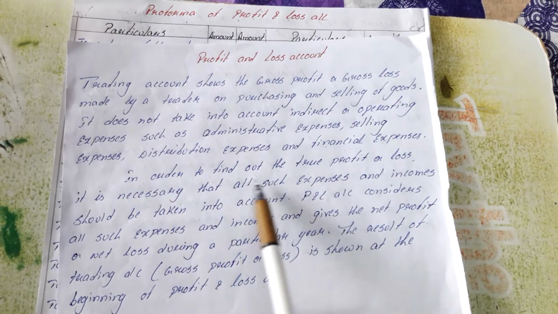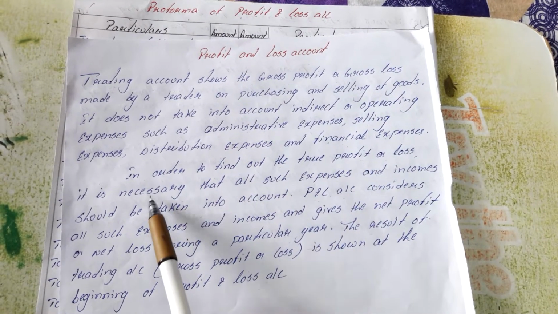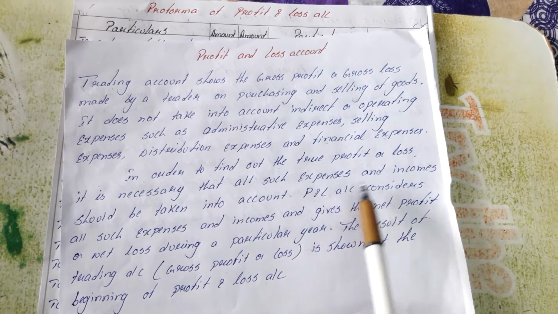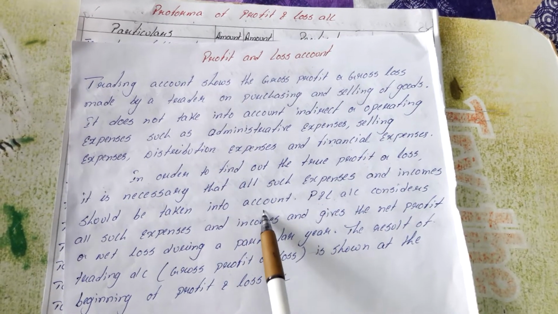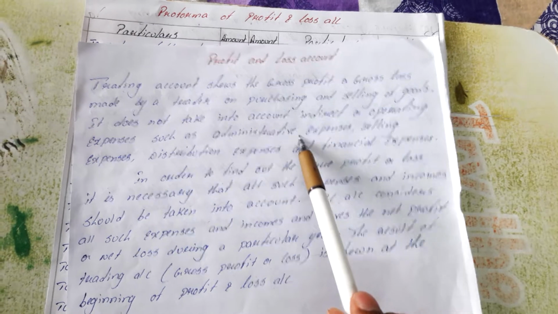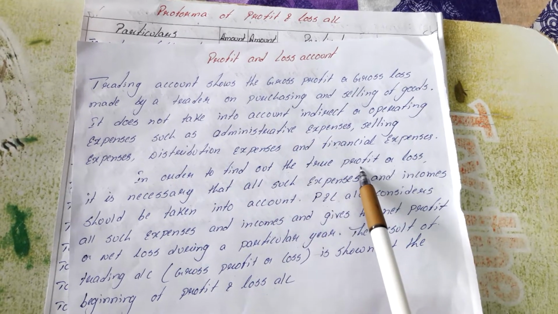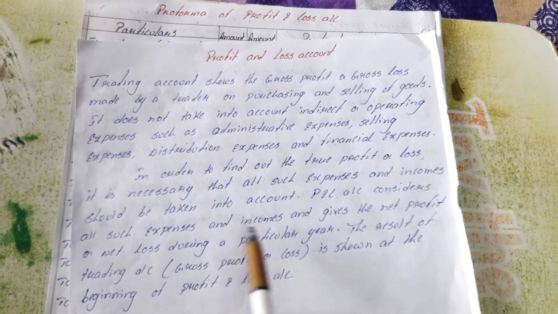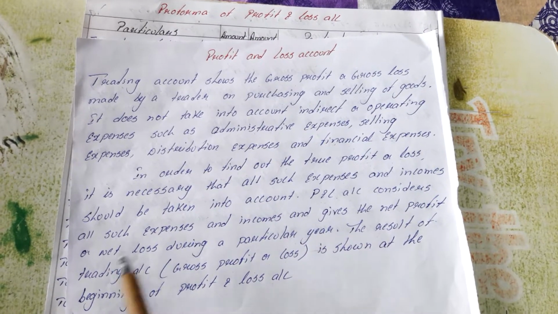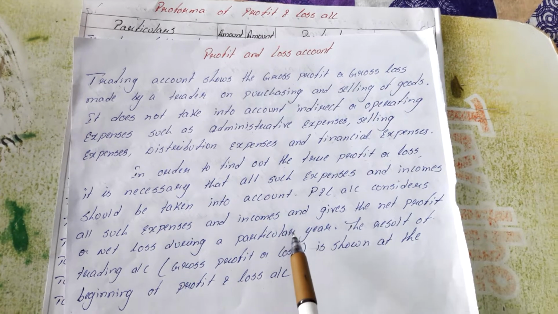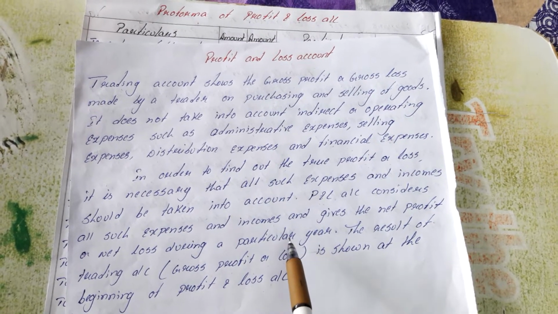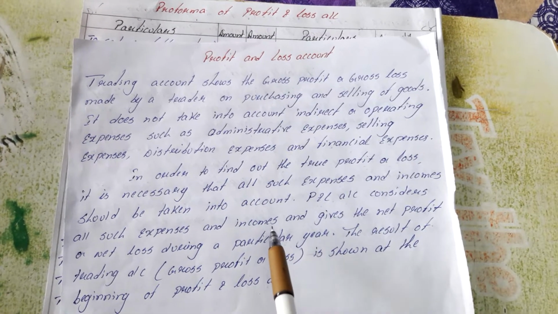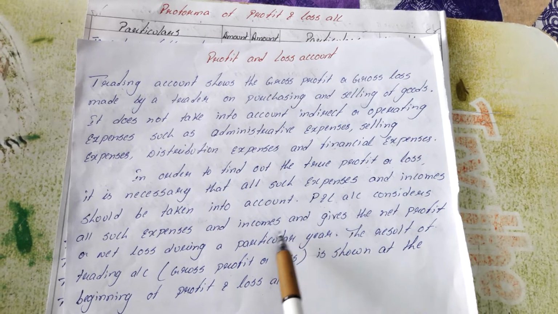So in order to find out the true profit or loss, it is necessary that all such expenses and income should be taken into account. Profit and loss account considers all such expenses and income and gives a net profit or net loss during a particular year. Final accounts are prepared for a year, whether January to December or April to March.